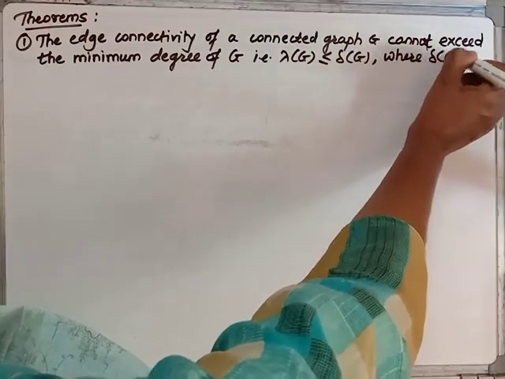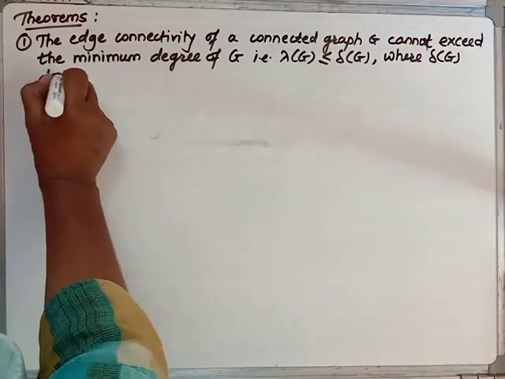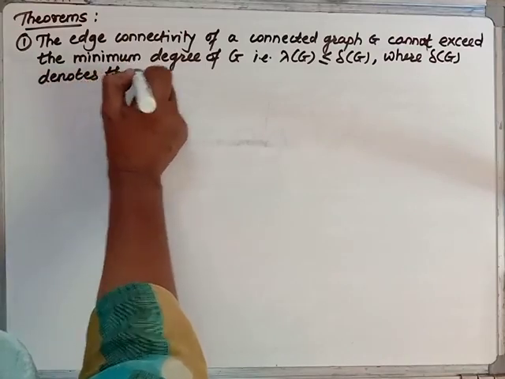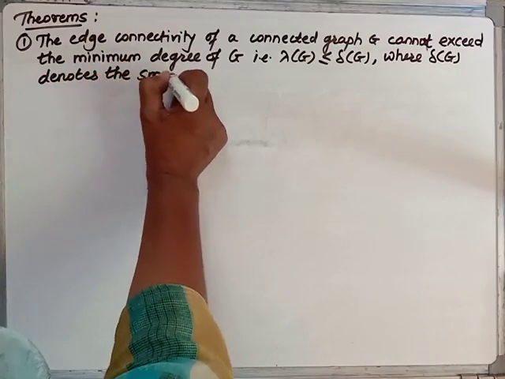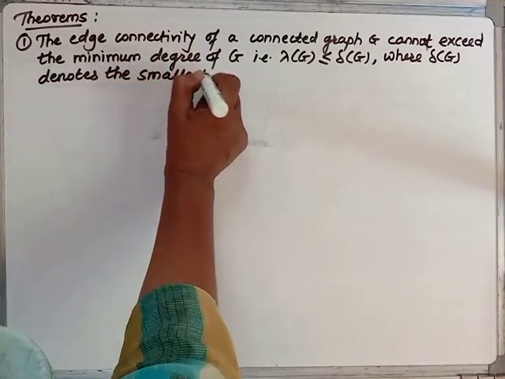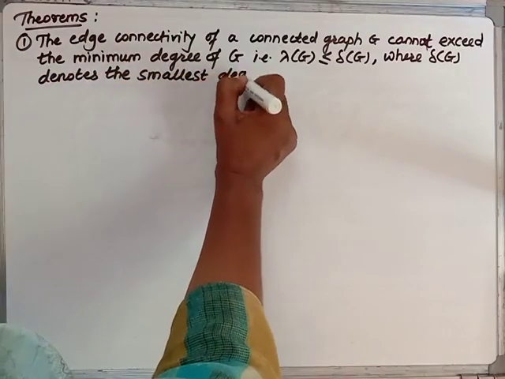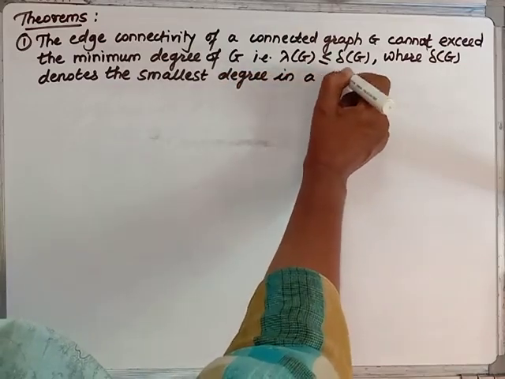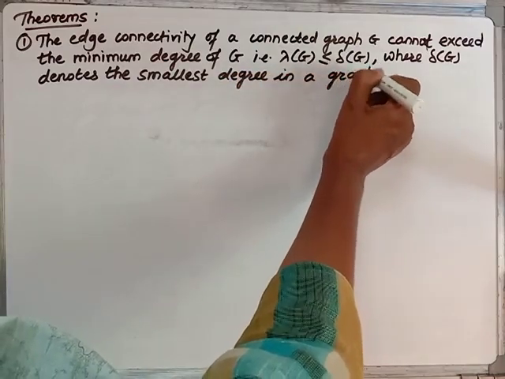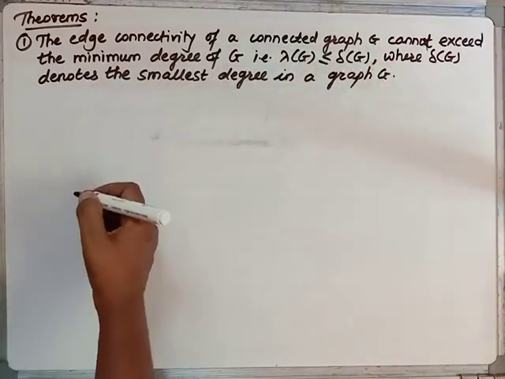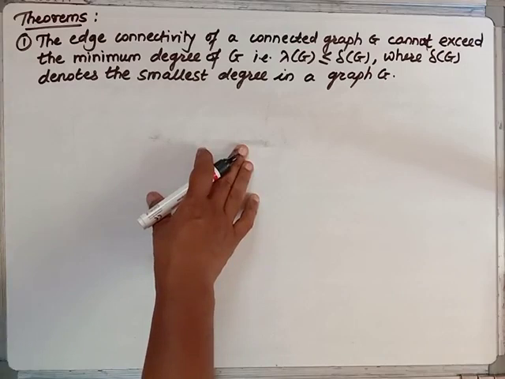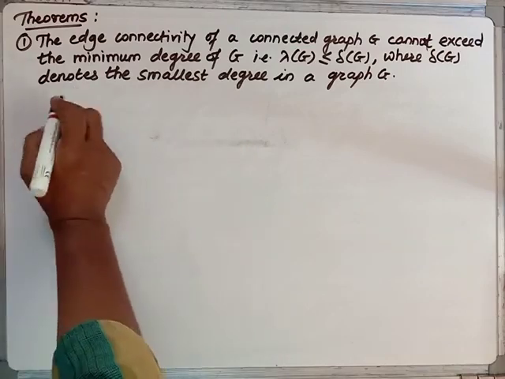delta of G denotes the smallest degree in a graph G. Delta of G is the smallest degree. So here edge connectivity cannot exceed the minimum degree of G.